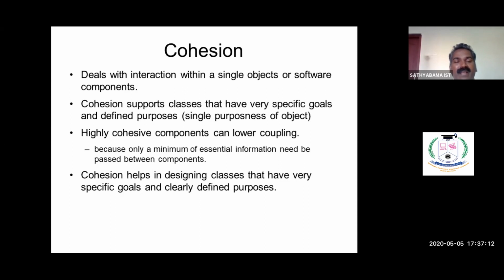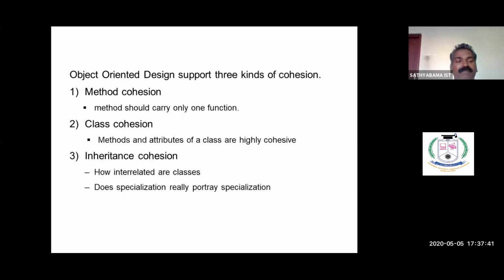The second important property of the object-oriented design process is cohesion between components. Cohesion is defined as the interaction within a single object or single component. That interaction within the single component should basically be high. High interaction is required for high cohesion, and lower coupling is the need of software development.